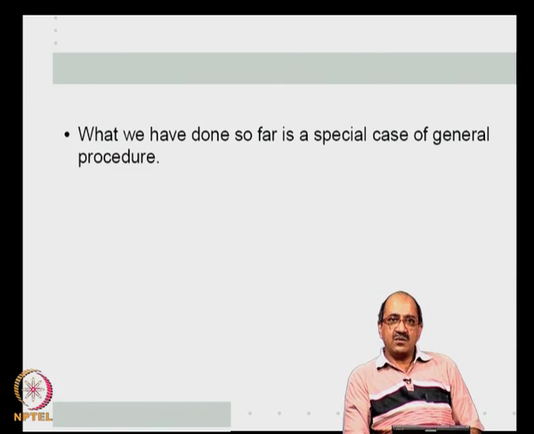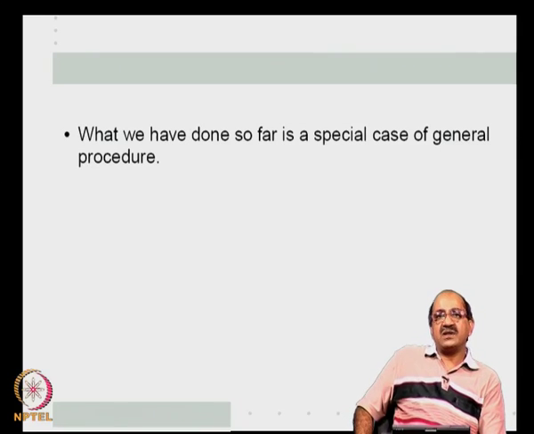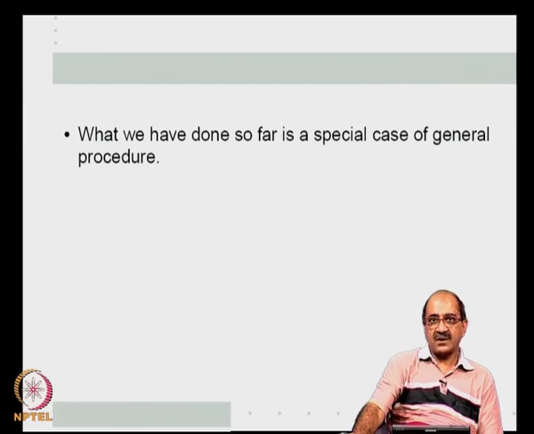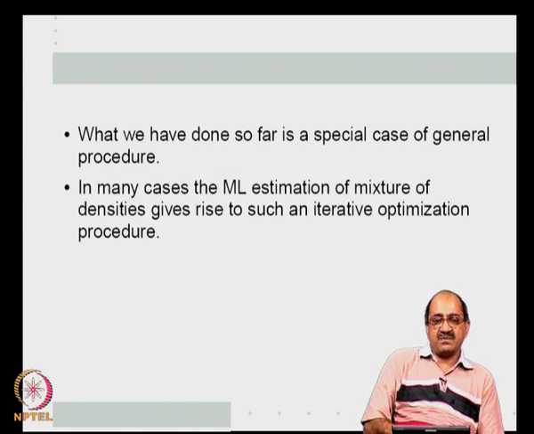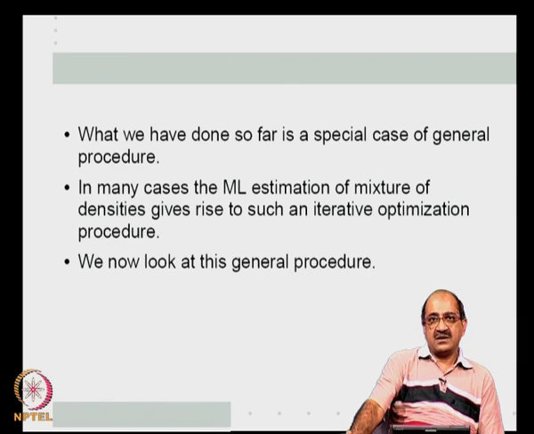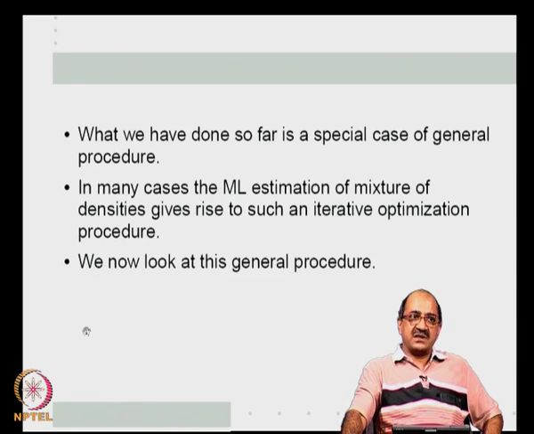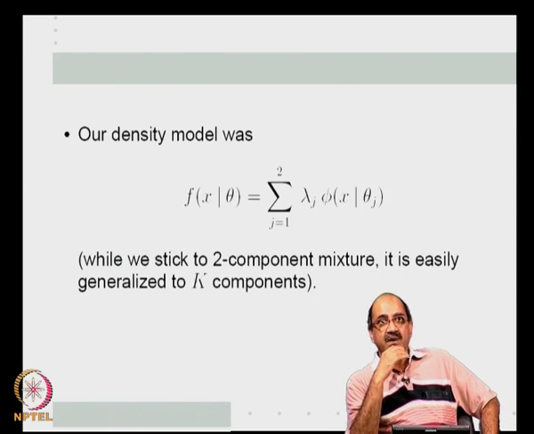As it turns out, what we have done is a special case of a very general procedure that allows you to do the ML estimation of any k component mixture, not necessarily Gaussian. In many cases, ML estimation of a mixture of densities gives rise to the same kind of iterative optimization procedures, and we will now look at this general procedure. As I said in the beginning, this general procedure is what will lead us to the so called EM algorithm, expectation maximization algorithm. Okay. So, let us go back.